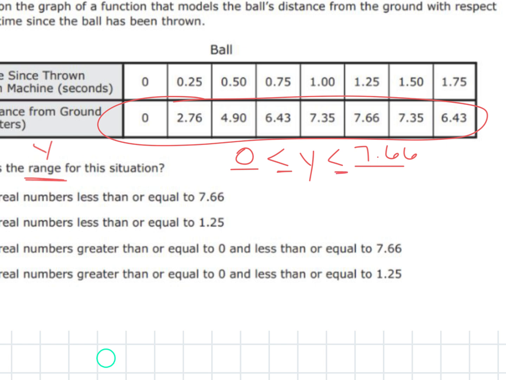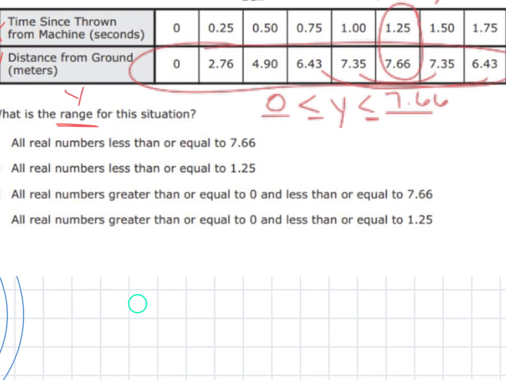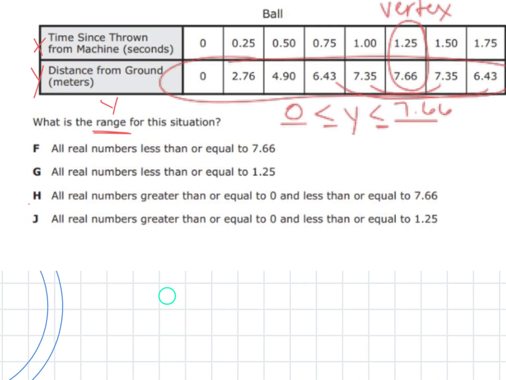7.66. This actually, and if you notice, these are buddy points right here. So this happens to be that vertex. So that's actually our range. Which one? Be careful when it's wordy, the answer shows you 0 to 7.66. H. Okay, so don't pick F. That one doesn't have enough pieces.